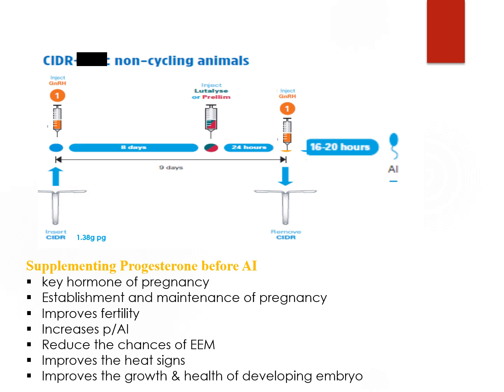Supplementation of progesterone before AI, or the use of CIDR in this protocol, is important because progesterone is an important hormone for the maintenance and establishment of the pregnancy. It improves the fertility and pregnancy rate per AI. It also decreases the chances of early embryonic mortality, as well as improves the heat signs, estrus signs in animals. It also improves the growth and health of the developing fetus.